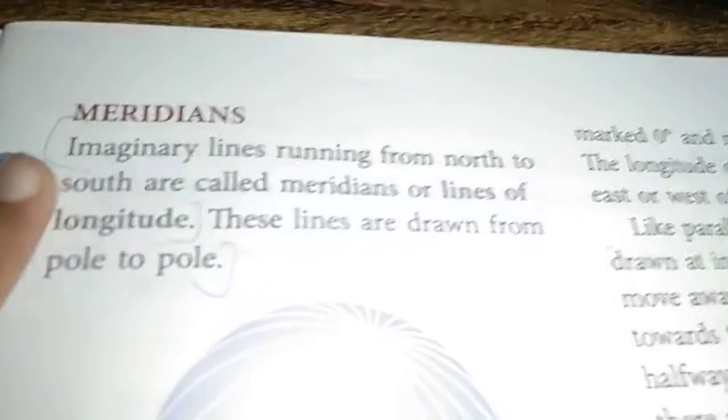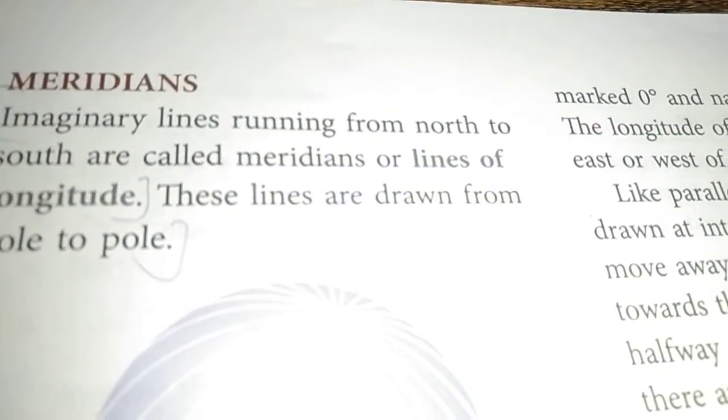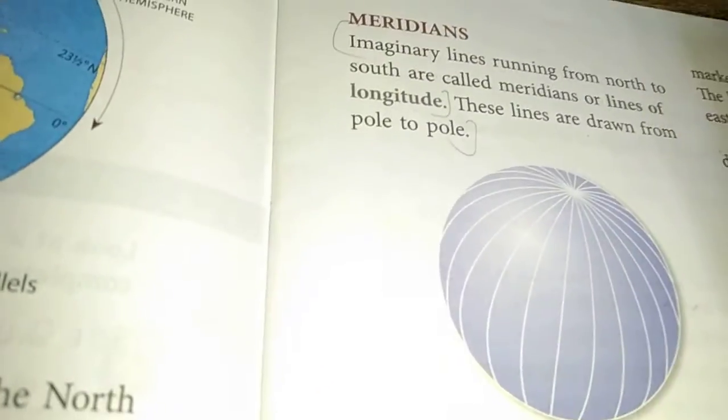So, meridians. This chapter is so small. This is the last page of this chapter, then the question and answers will start. Let's finish up quickly. Meridians: imaginary lines running from north to south are called meridians or lines of longitude. These lines are drawn from pole to pole.